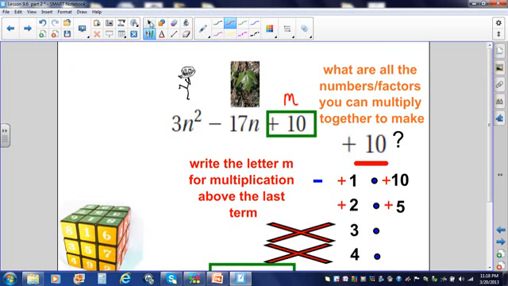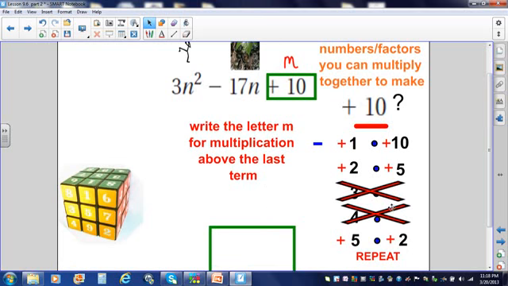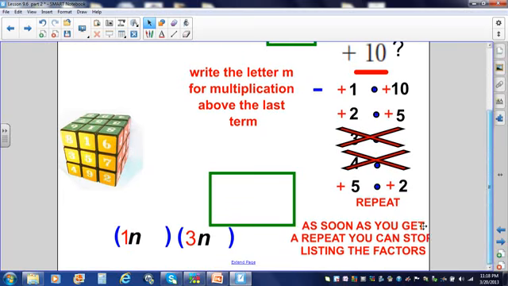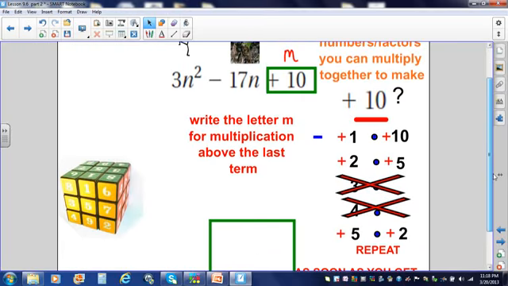Ask yourself, what are all the numbers you can multiply together to make 10? Those are called factors. 1 times 10, 2 times 5, 3 won't work. 4 won't work. 5 times 2, we get a repeat. We already have 2 times 5, commutative property. As soon as you get a repeat, you can stop listing the factors.